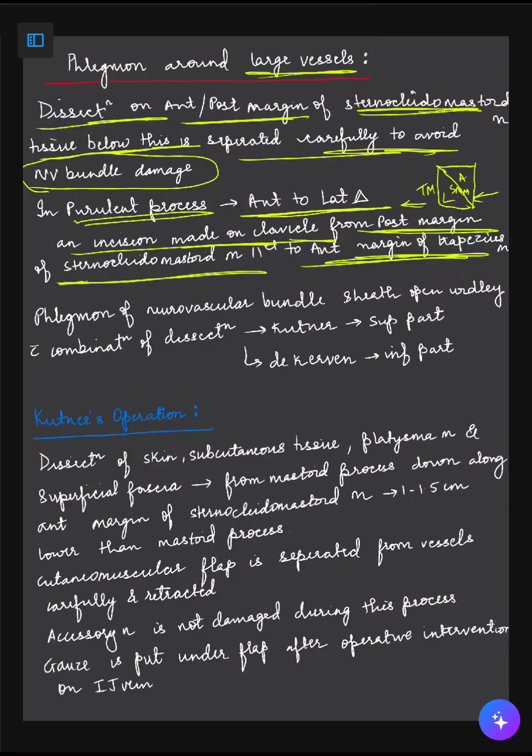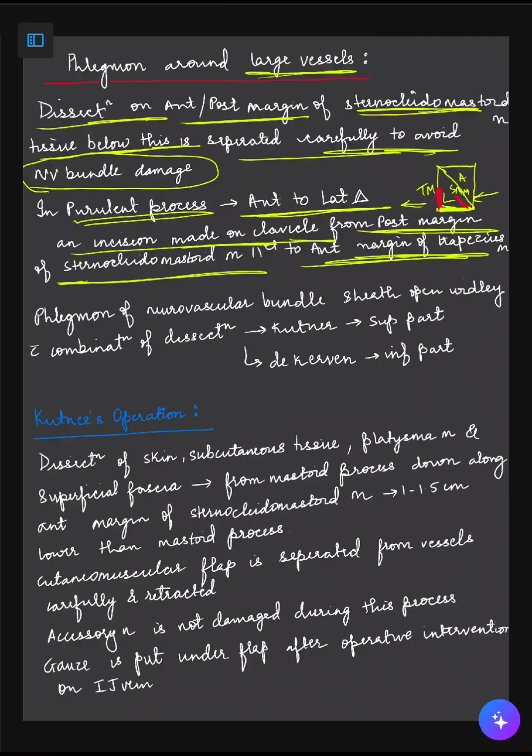An incision is made on clavicle. Here was the clavicle. From posterior margin of sternocleidomastoid muscle. Here is the posterior. Wait, I will change the color. This is the posterior margin of sternocleidomastoid muscle. Parallel to the anterior margin of the trapezoid muscle. So, I hope you have understood the structure, how it is done. That's why I said just remember the diagram, you would understand everything.